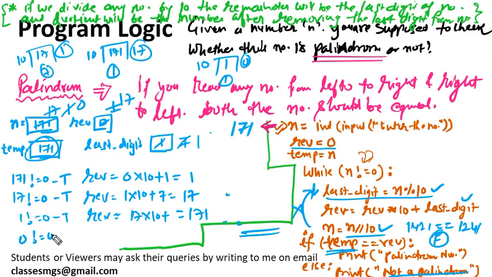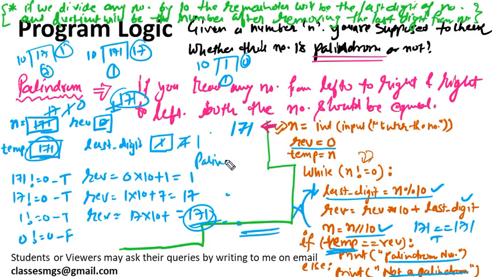0 not equal to 0, the condition goes false, and we come out of the loop. Here we need to check this condition. Temp value is 171, and the reverse value is 171. So if 171 is equal to 171, the condition is true, and you will print palindrome number. So this is how it helps you calculate whether it is a palindrome or not.